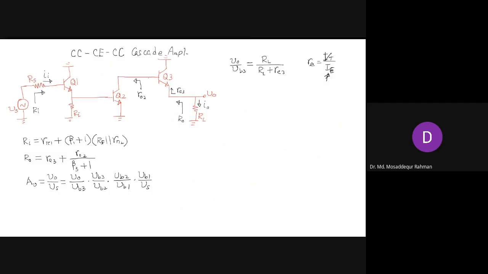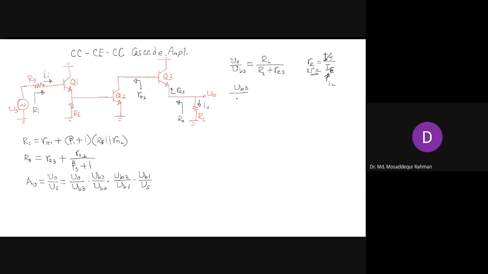If this current is high, this will be low, and if IE is 1 milli, then you get about 25 ohm. So in this case, the gain will be much smaller, about 1/3 or 1/4 of this, so much smaller than 1. So anyway, our next gain factor is VB3 by VB2. The main thing is that we cannot approximate this to 1 in case we have low RL.